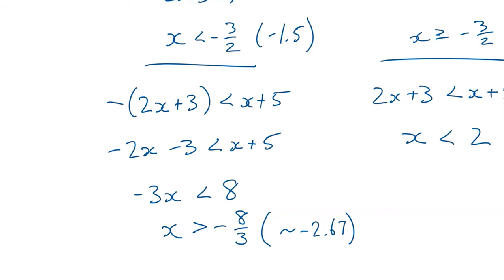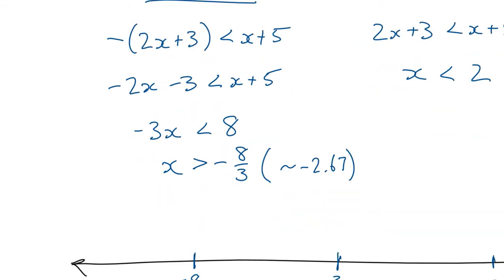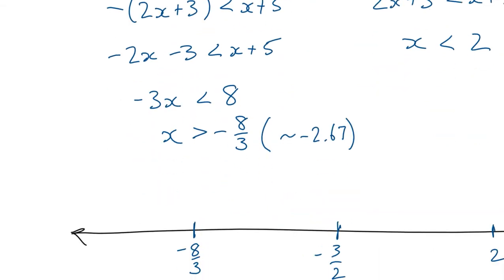So what are all those values? Greater than negative 8 over 3 and less than negative 3 over 2.